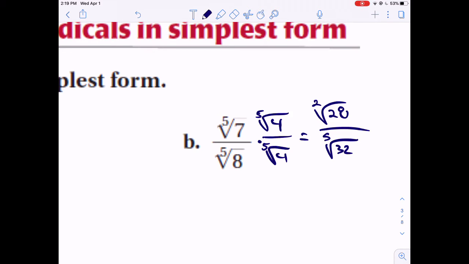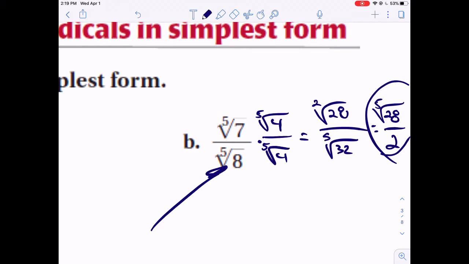Well, we know the fifth root of 32. We've had that before. That's just plain old 2. So it'll be 2, and this is the fifth root of 28. And that's now simplified. Remember, you can't have any radicals in your denominator. They're irrational. So by multiplying by 1, I can get that thing out of there.